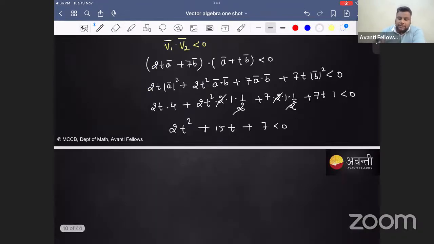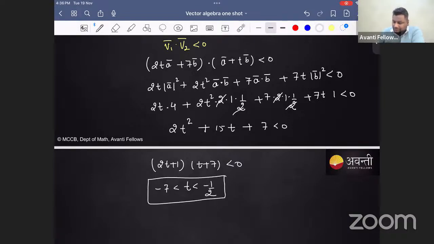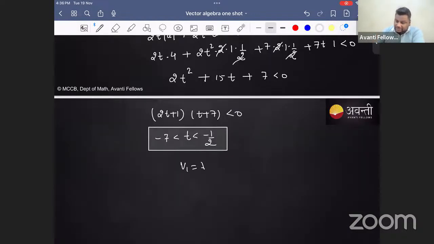Am I clear? Now if you factorize it, you get (2t plus 1) into (t plus 7) less than 0. So from this you get t from minus 7 to minus 1 by 2. Now one more thing to reject. See, less than 0 also includes the case where they both are linearly dependent. Yes or no? That means V1 is lambda times V2. So you have to reject this case.